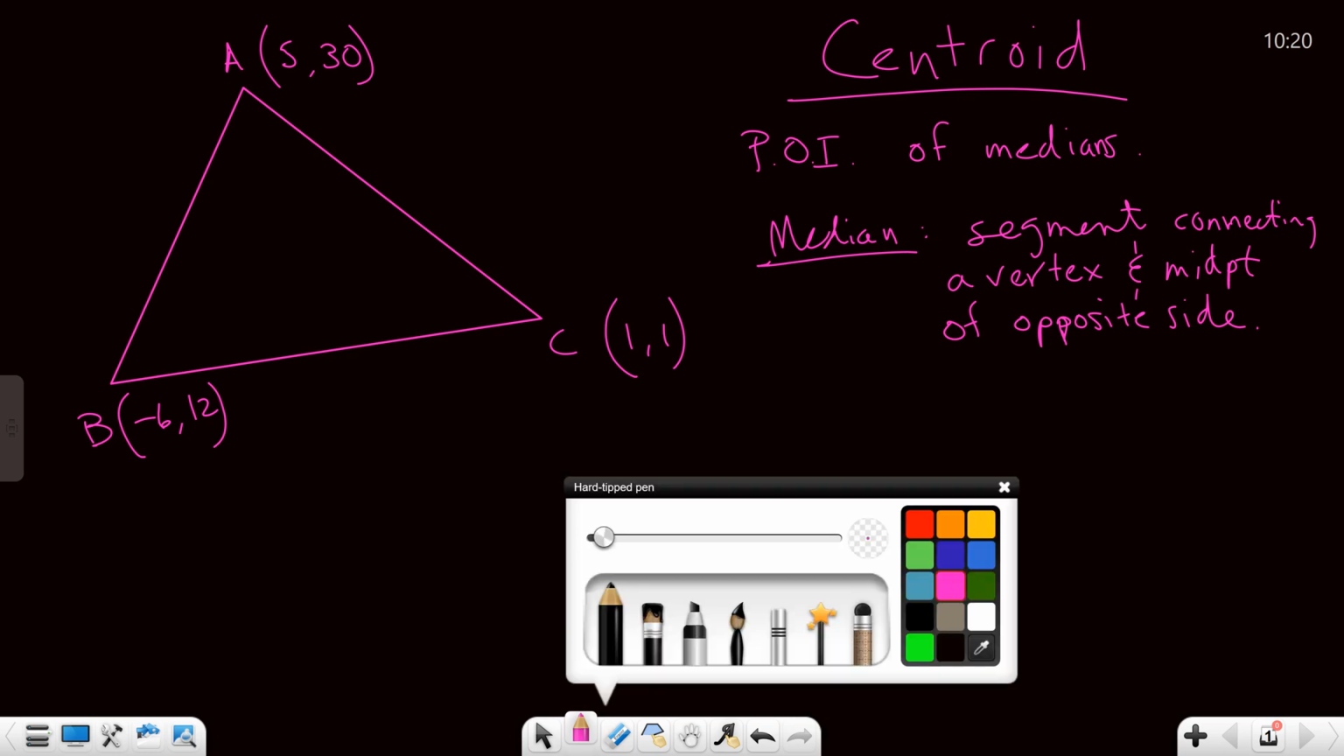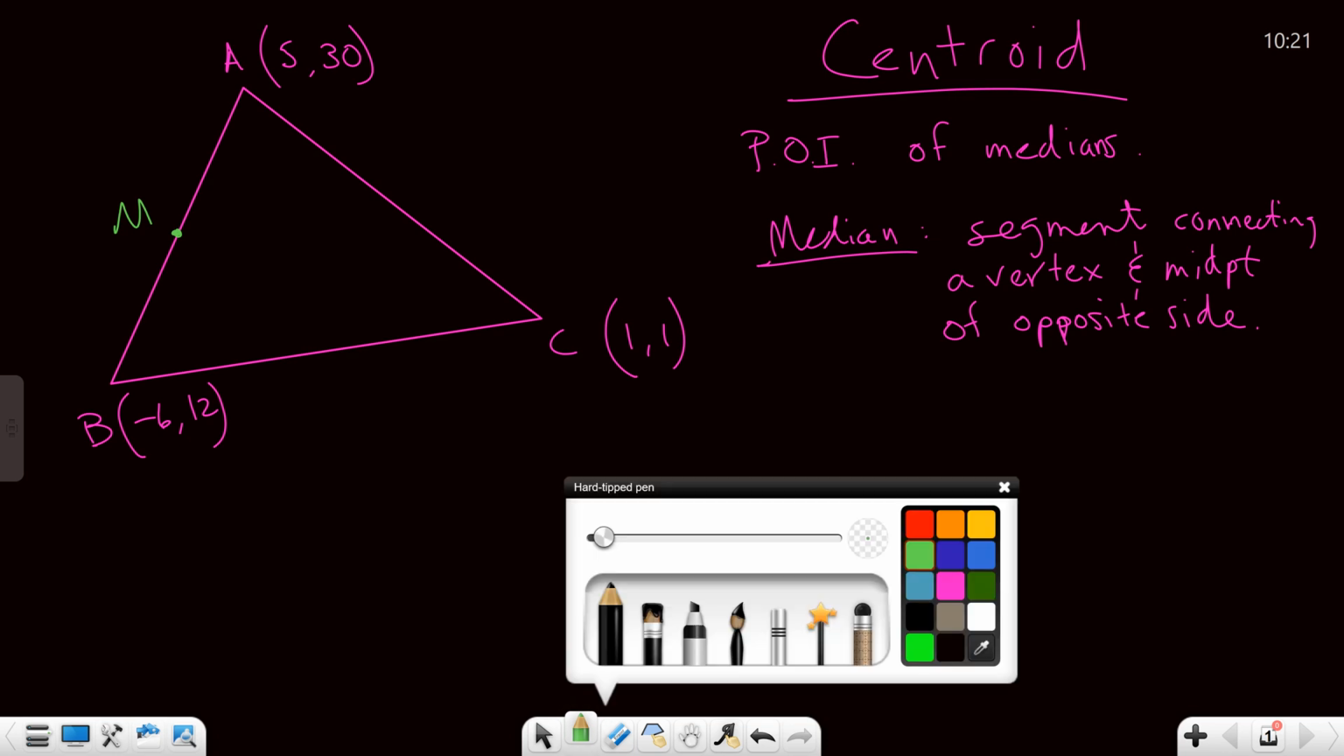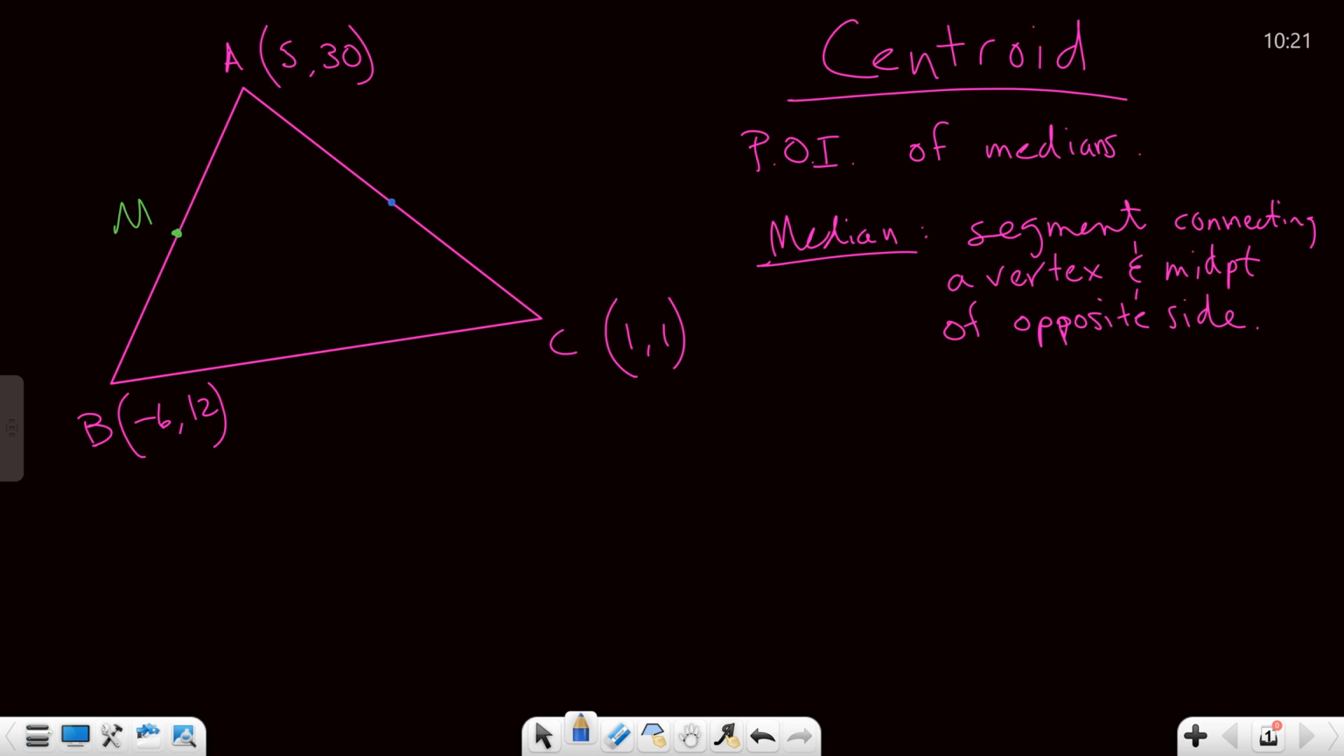So for no particular reason, I'm going to work with side AB and side AC, which means I need some midpoints. So I'm going to put this midpoint here, and I'm going to call that M. And in a different color, I'm going to choose this midpoint and call it J.